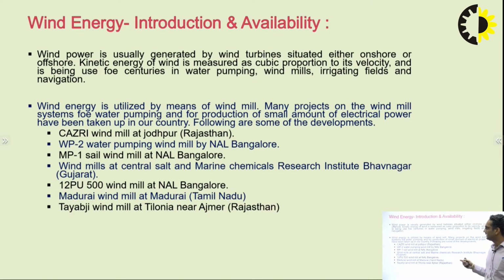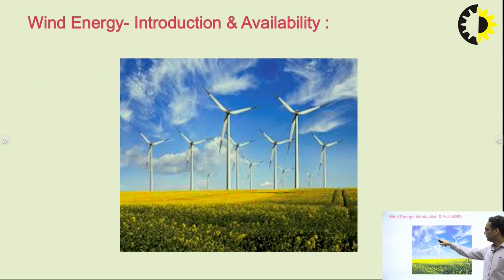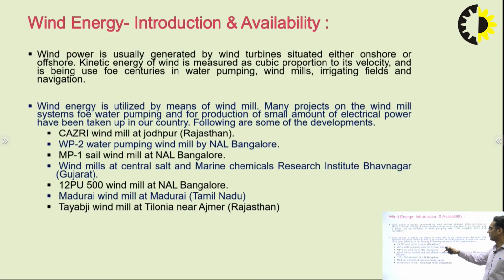Wind power is usually generated by wind turbines situated either onshore or offshore. How is this wind power generated? It is generated by the movement of the large blades of these wind turbines, using the rotational kinetic energy of the wind. Here we can see that the blades of the wind power plant get rotated. The kinetic energy of the wind is proportional to the cube of its velocity, and it has been used for centuries in water pumping, like windmills, irrigating fields and navigation. So wind power can be utilized.